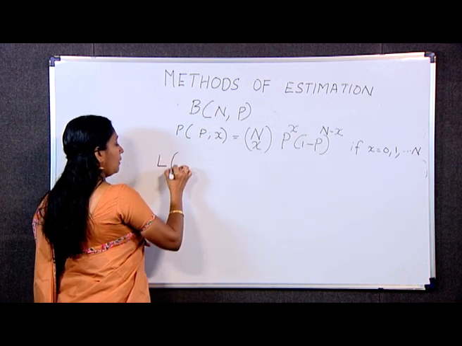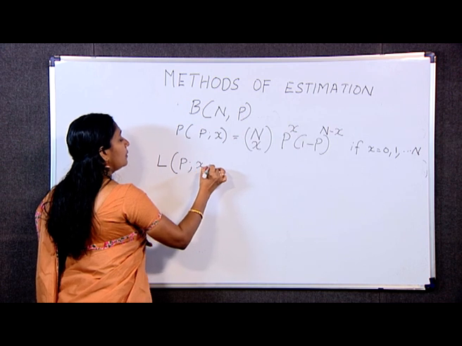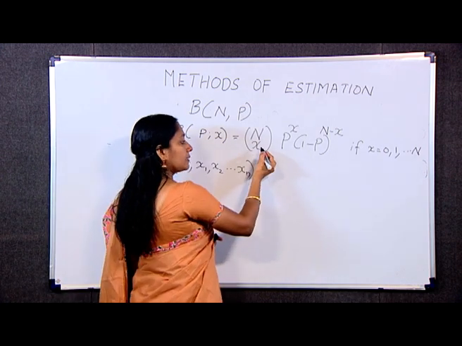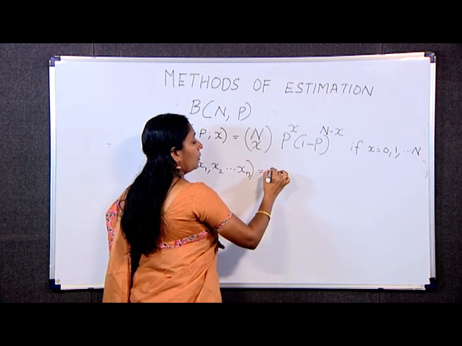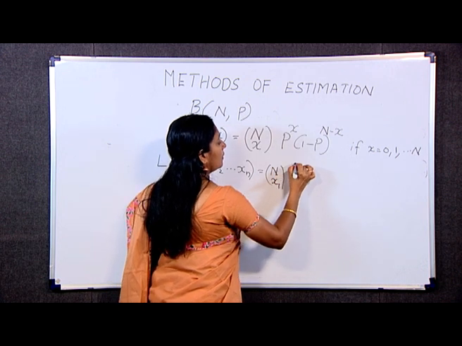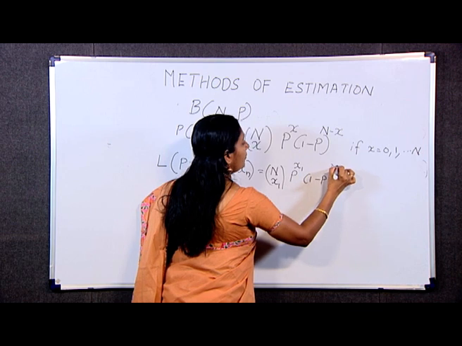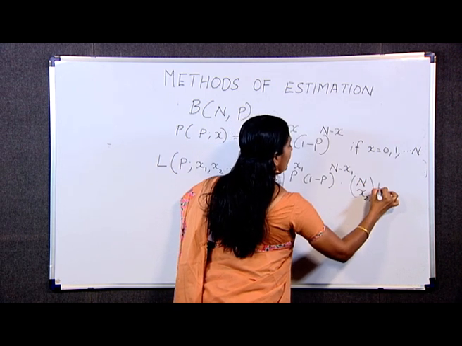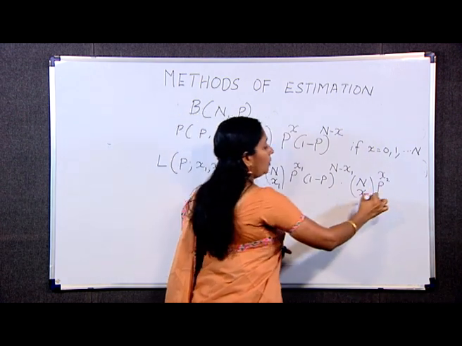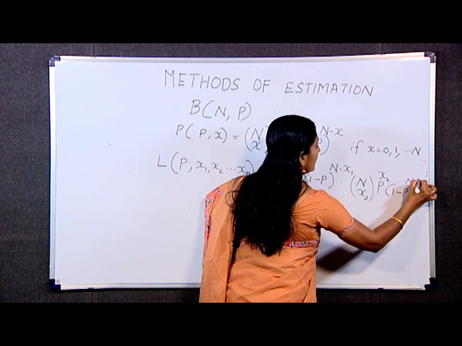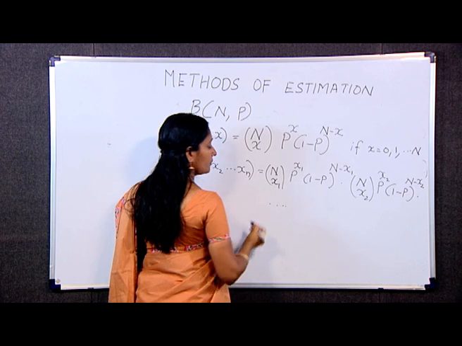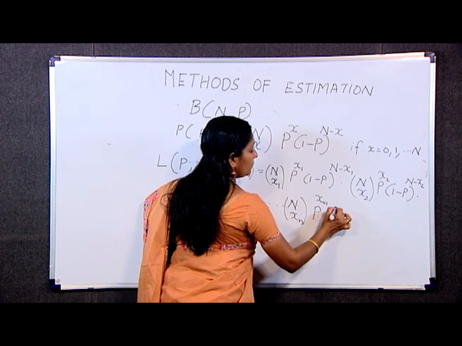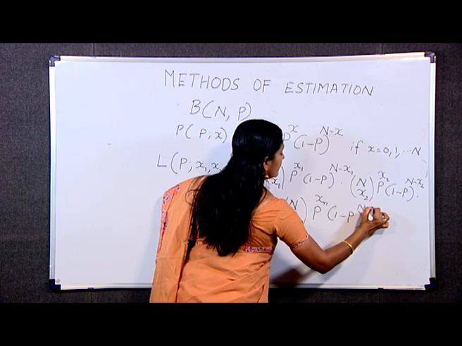Then the likelihood function L(p; x1, x2, etc., xn) is equal to NCx1 p raised to x1 into 1 minus p raised to N minus x1, into NCx2 p raised to x2 into 1 minus p raised to N minus x2, etc., NCxn p raised to xn into 1 minus p raised to N minus xn.